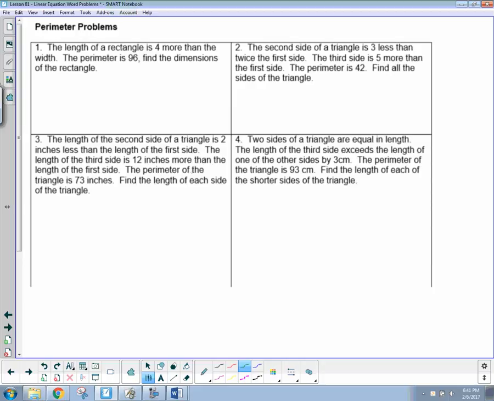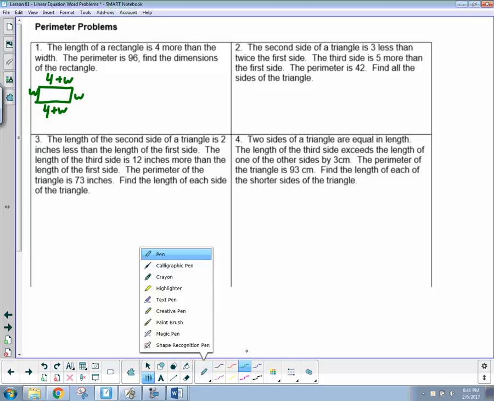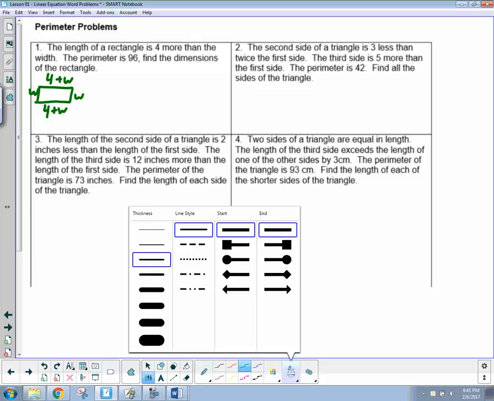Length of a rectangle is 4 more than the width. The perimeter is 96. Find the dimensions of the rectangle. Okay. Again, you need a picture. I know space is limited, but just do your best to squeeze it in there. 4 more than the width would be w plus 4. So what you do on the top, do on the bottom. Put your w's. I feel like this marker's too big. Let me shrink it down a little bit.